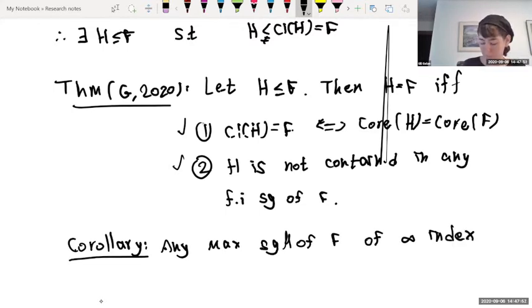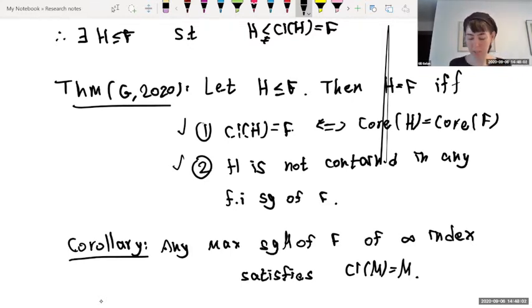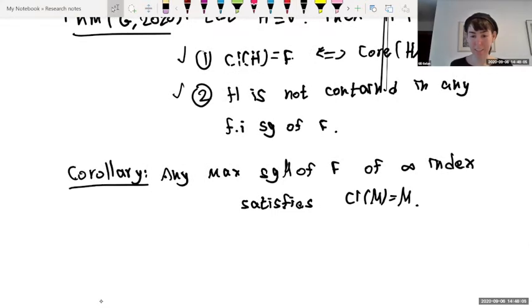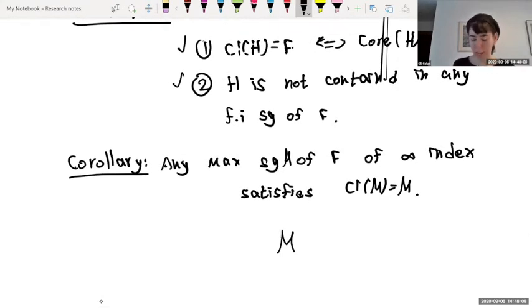What do I mean by must be closed? I mean that it satisfies that the closure of M is equal to M. This is an immediate corollary of the theorem, because if the maximal subgroup weren't closed, then the closure of M would strictly contain M, and because M is a maximal subgroup, the closure of M would be equal to F. But then if the closure of M is equal to F and M is still a strict subgroup of F, then M has to be contained in a finite index subgroup of F, which cannot be the case if M is maximal of infinite index.